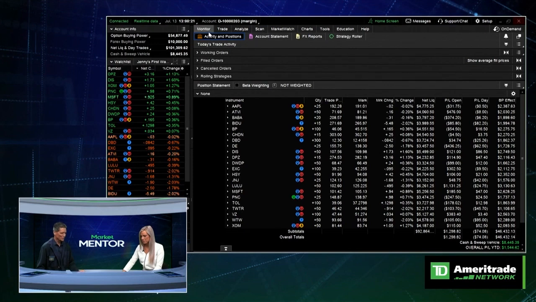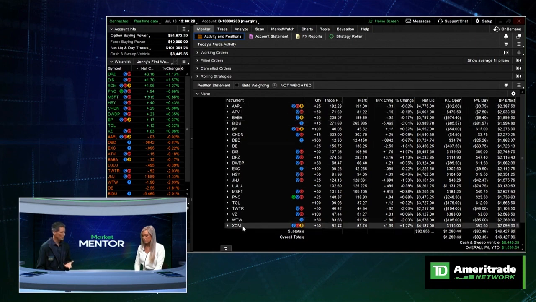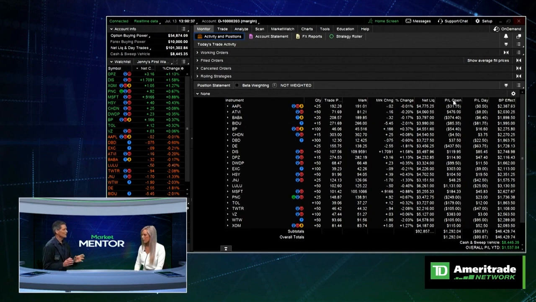All right, to get started on that, it's pretty simple, Jenny. We're on the Monitor tab, right now on Activity and Positions. And of course, you can see the portfolio, Jenny's portfolio that we put together. One quick way to see how things are going is to go to the P&L Open column. Remember what this means: profit and loss, P&L, open, since we opened those positions. So not since the open of the market today? Exactly. Some people do get confused. It's since the position was opened.